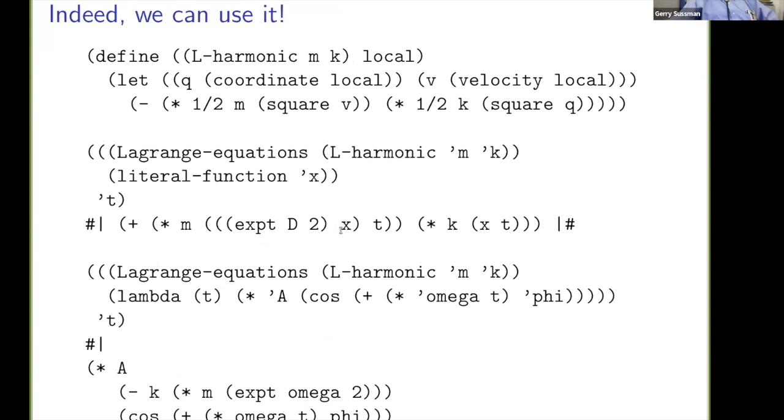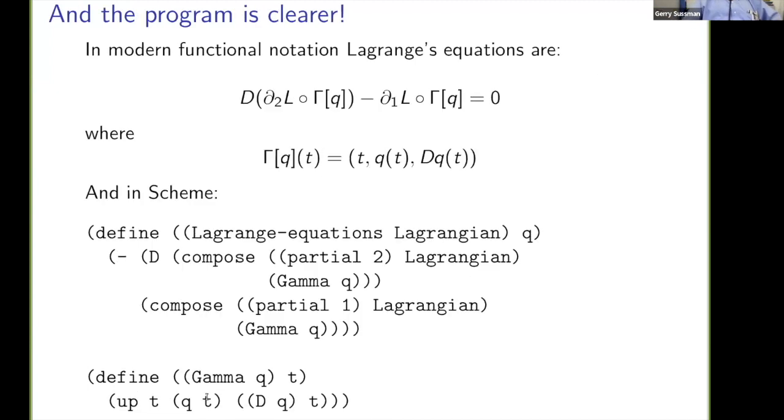And m times the second derivative of x, so m d squared x over dt squared, is minus kx, okay? Or if I put in a proposed solution, like a times the cosine of omega t plus phi, which is what all solutions look like, I get something that must be zero, therefore this must be zero, therefore I find out that the angular frequency is the square root of k over m, okay? Right there. So that's something that would work.